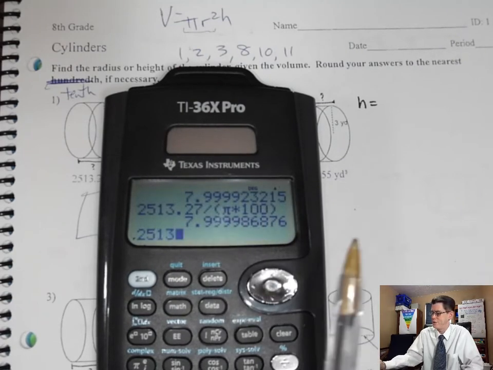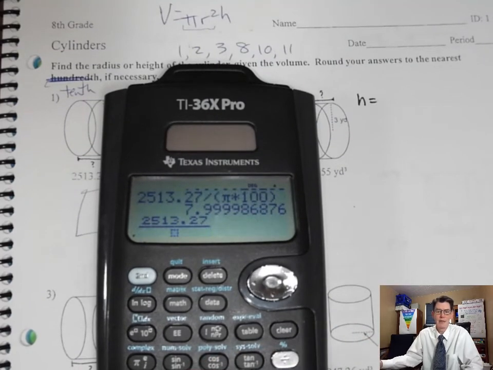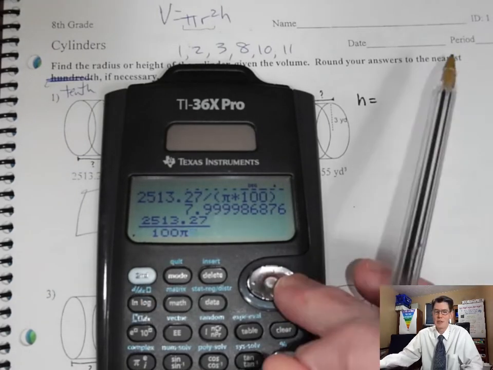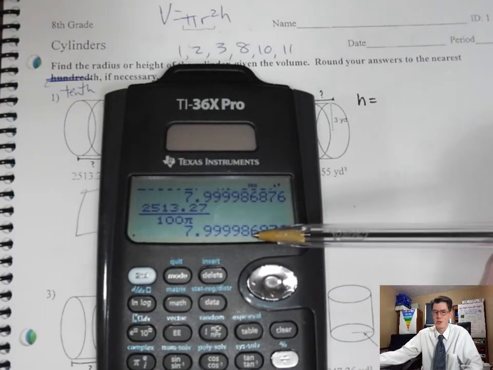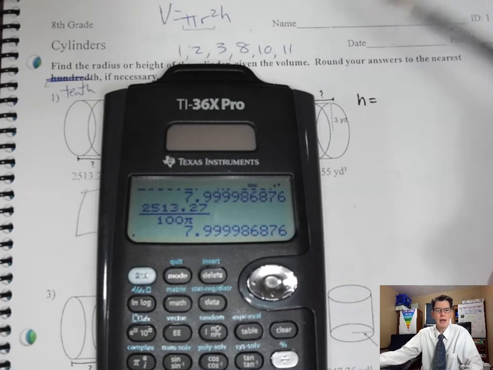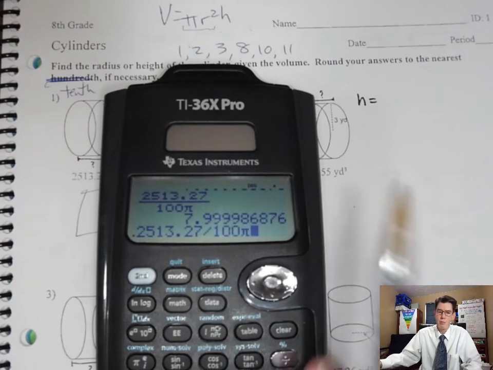So 2513.27 divided by, look at that, divided by 100 pi's, because when it's sitting next to it, that means multiplication. There's another way to write it equivalently because we get the same answer. But here's a way not to write it: 2513.27 divided by 100 pi.